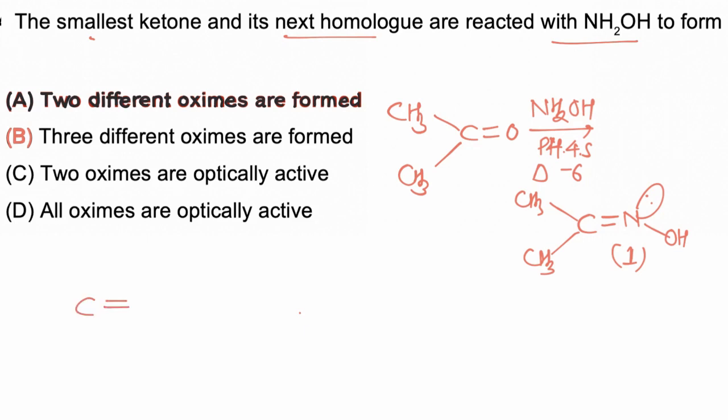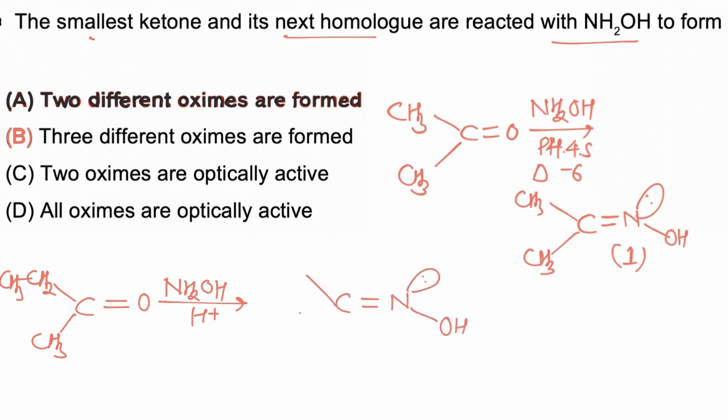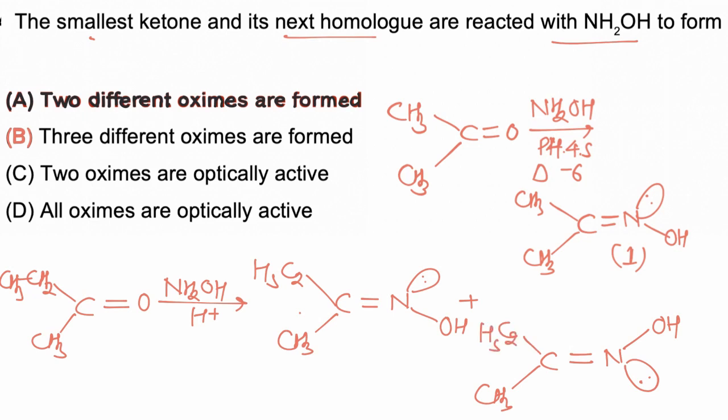Now if its next higher homologue is taken, its higher homologue is 2-butanone, and 2-butanone on reacting with hydroxylamine under acidic medium will form an oxime. Now this oxime will show geometrical isomerism. So two will be formed as products. One is this, and the other is when CH3 and OH are present in opposite directions. So these two oximes are formed.